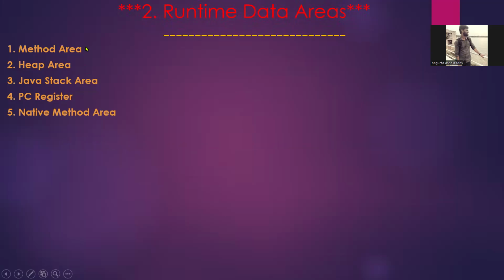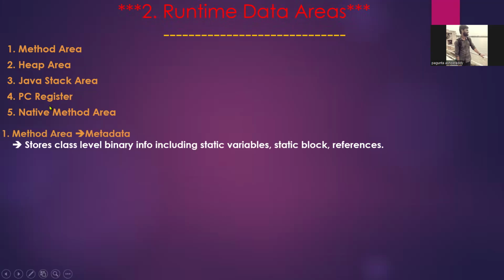Then in the runtime data memory, we have the method area, heap area, and Java stack area. The fourth one is the PC register, and the fifth one is the native method area. First we are going to discuss the method area. The method area stores class-level binary information, including static variables, static blocks, and references. This class bytecode is loaded and stored into the method area. This is nothing but metadata.